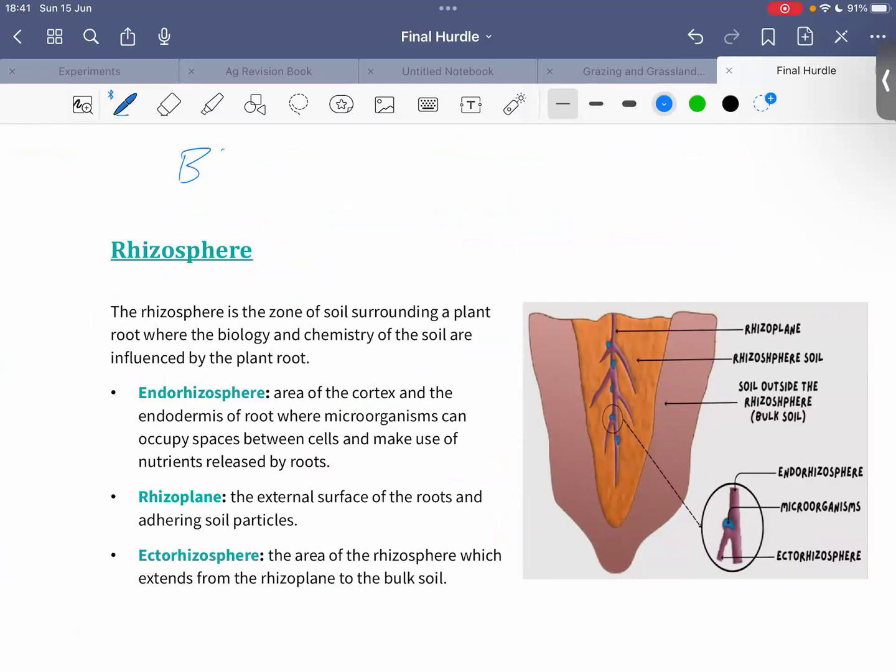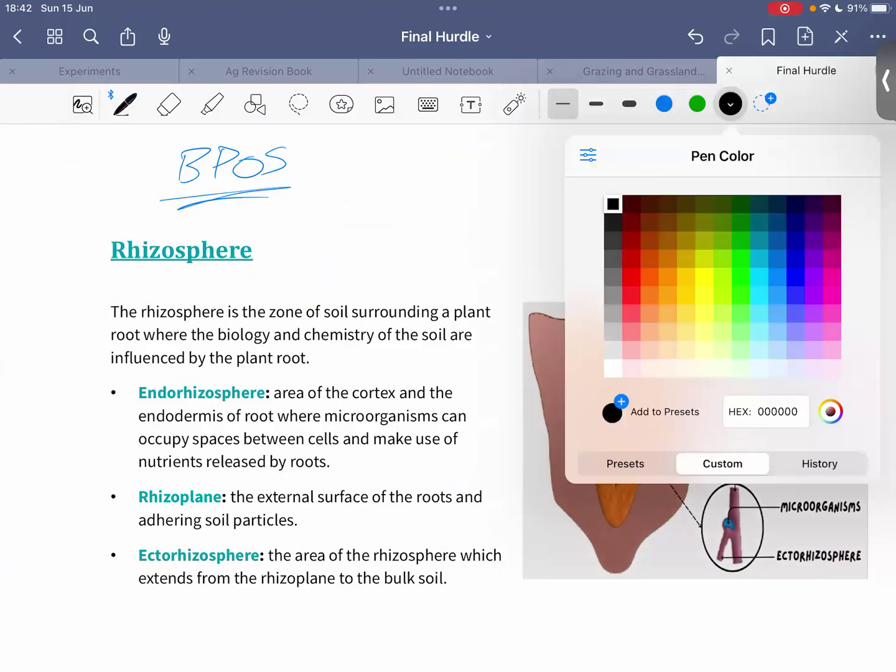Right. Biological properties of soil. This is a heavy one. A lot of big information, a lot of new terms, and the dreaded cycles. We'll just have to get on with them. Okay. So as the boys would say, lock in for this one anyways.